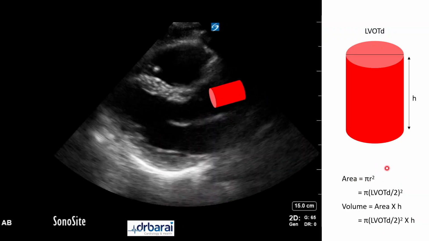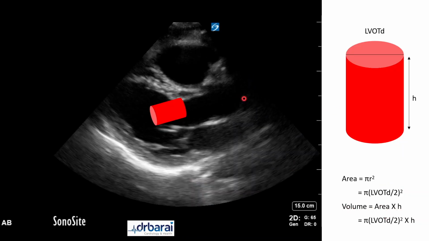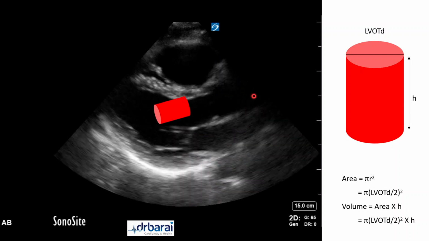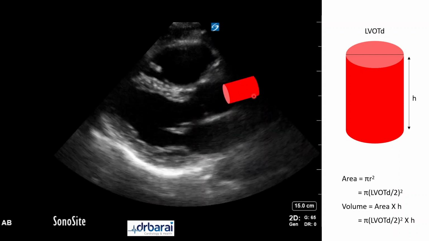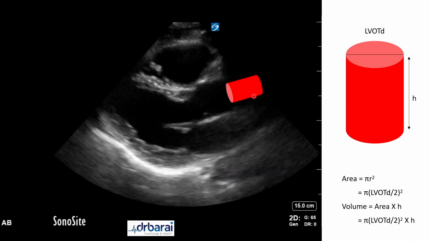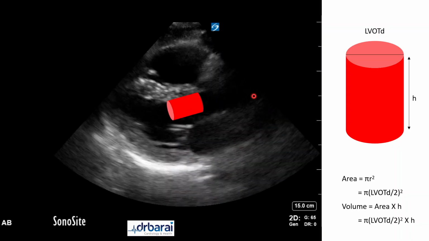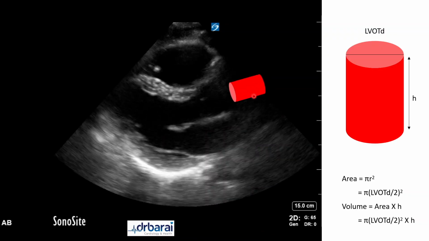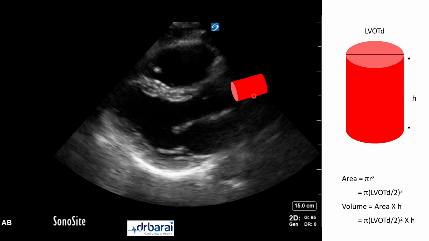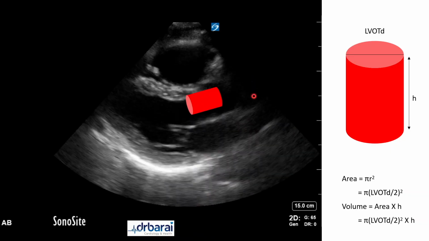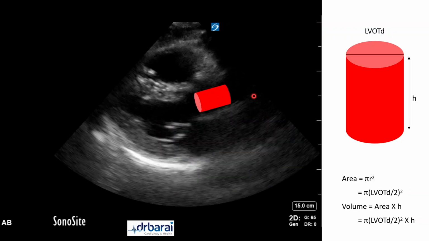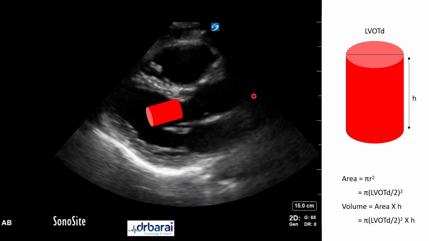Because this is a very fit and well young patient, I assumed that the LVOT diameter is 2 centimeters. I used this formula, and the stroke volume is pi multiplied by 10, which is 31.4 ml per cardiac cycle. So every time the left ventricle contracts, 31 ml of blood is pumped to the systemic circulation, which is very low. Even if the heart rate is 100, we have a cardiac output of about 3 liters, which is not good.